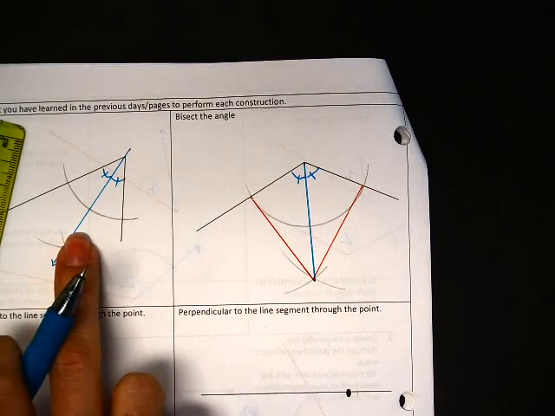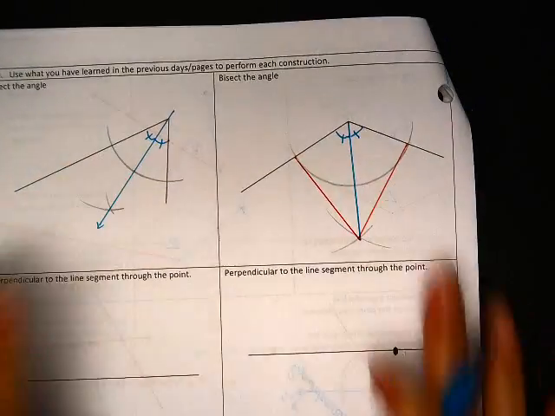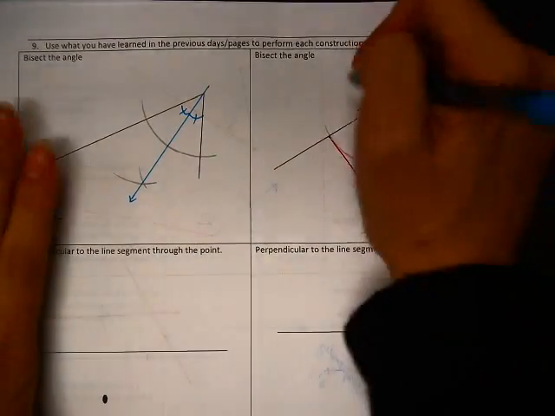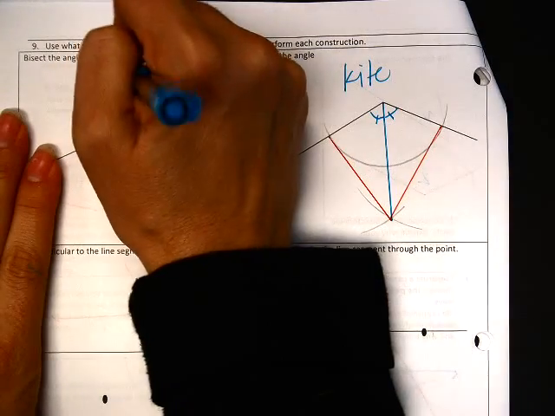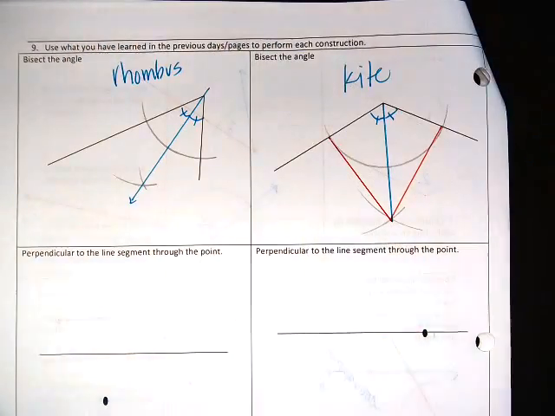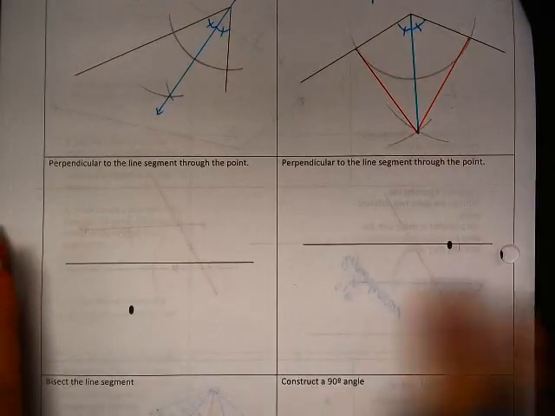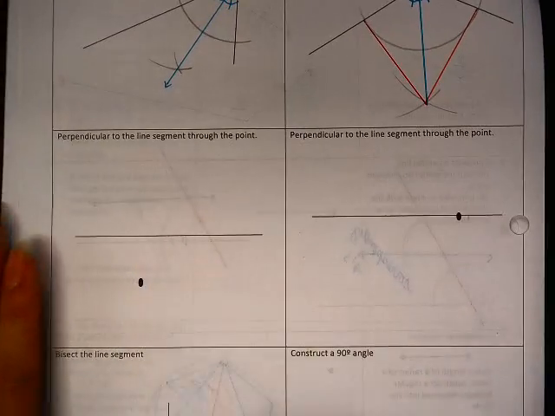Could have done that same thing for this one as well. So 2 different ways of bisecting the angle. Rhombus, kite. You could have done them both rhombuses, you could have done them both kites. So let's go ahead and look at this one here. Again, from the first day.